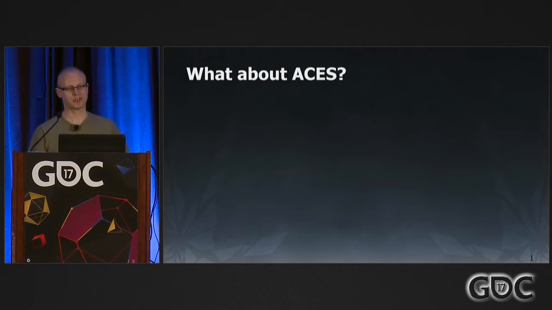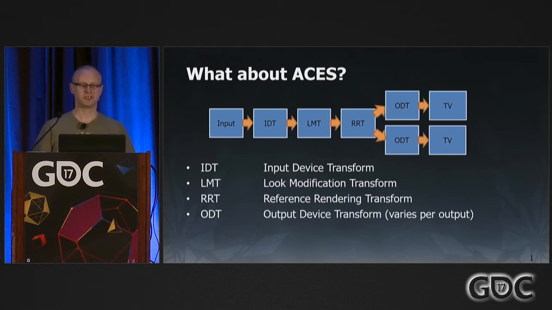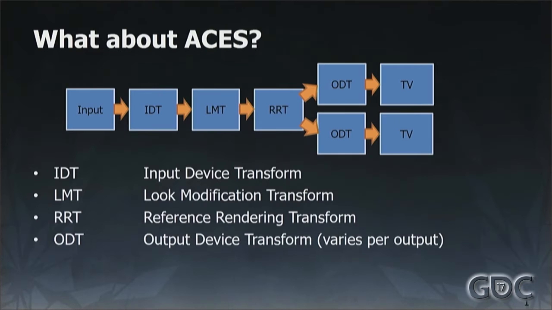Now, a few of you are probably thinking, what about ACES? Because surely ACES does a lot of this, or all of this. And for those of you who don't know what ACES is, it's the Academy Color Encoding System. And this is really gaining pace. It's sort of a standardized color management system for film. And it also defines a processing pipeline. And it also includes sort of look and display mapping components. And this is broadly speaking what it looks like.